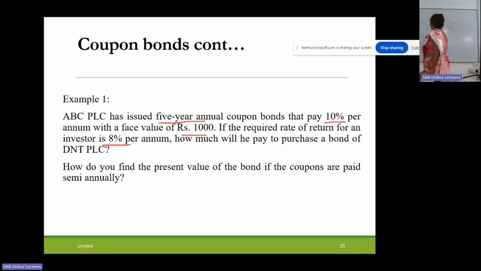So this is the annuity: 1 minus, on the investor's required rate of return, again the discount, 1.08 to the power minus 5, divided by R. At the maturity you are getting 1000, only the face value. So this is 1000 discounted at 1.08 for 5 years. How much is the value? Here we want to consider how much the investor will pay to purchase the bond.